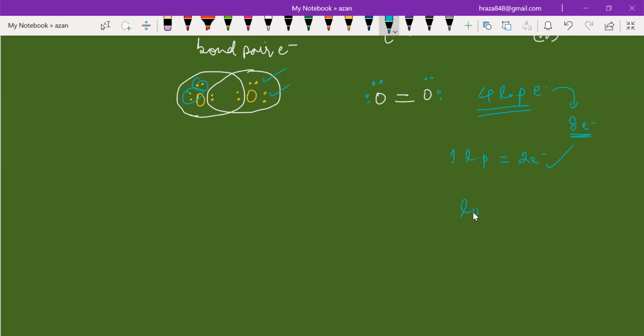Lone pair is also known as non-bonded electrons because they are not in a bonded state. Are you getting my point? Yes, sir. So please write it, and then we are going to do the electron dot structure of CH4. Please do this.